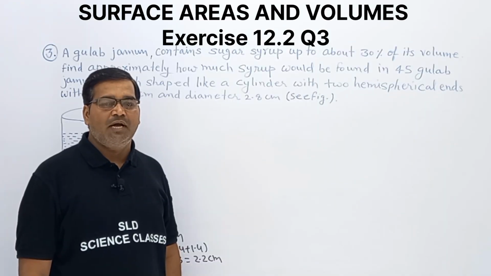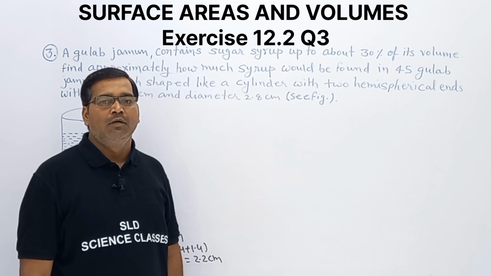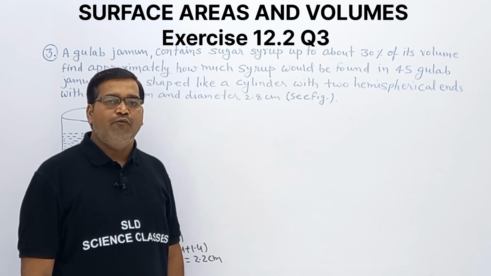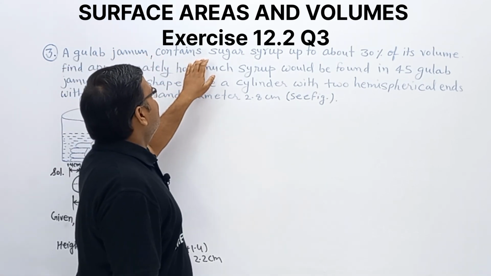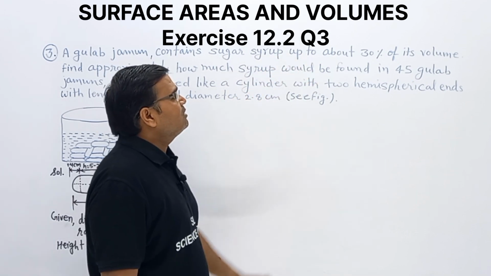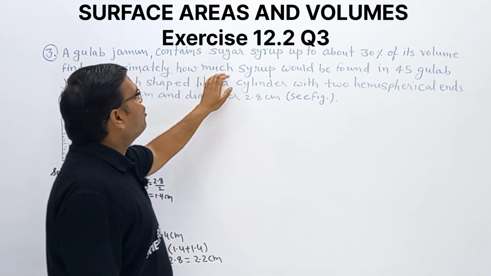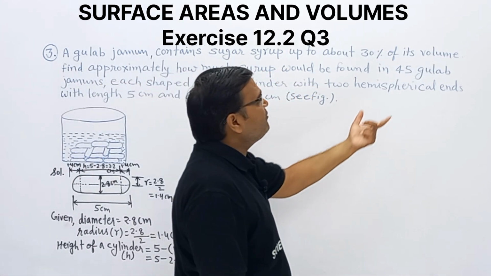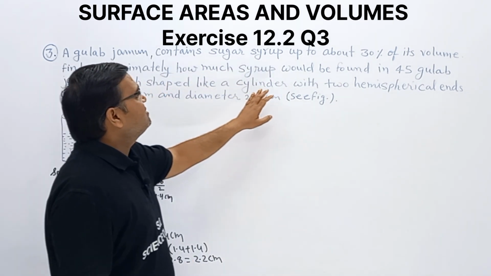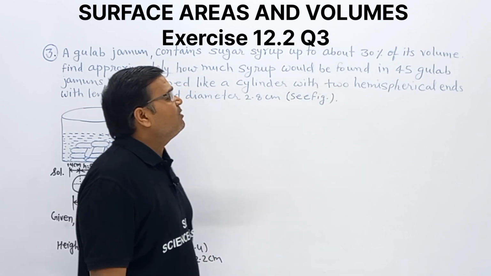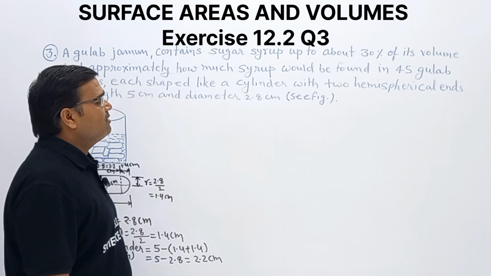In this class, we are going to discuss question number 3, exercise 12.2, surface area and volume. Observe this question. A gulab jamun contains sugar syrup up to about 30% of its volume. Find approximately how much syrup would be found in 45 gulab jamuns, each shaped like a cylinder with two hemispherical ends with length 5 cm and diameter 2.8 cm.